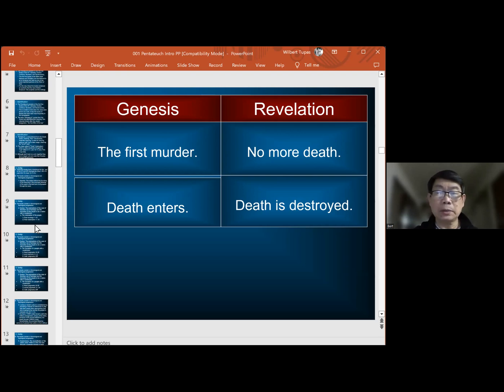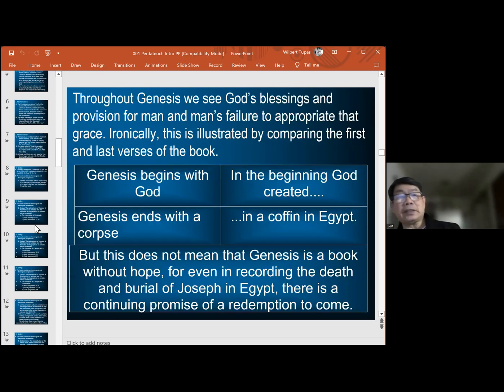So throughout Genesis, we see God's blessing and provision to man and man's failure to appreciate that grace. Ironically, this is illustrated by comparing the first and the last verse of the book. The book of Genesis begins with God. So in the beginning, God created. But the book of Genesis ends with a corpse in a coffin in Egypt.